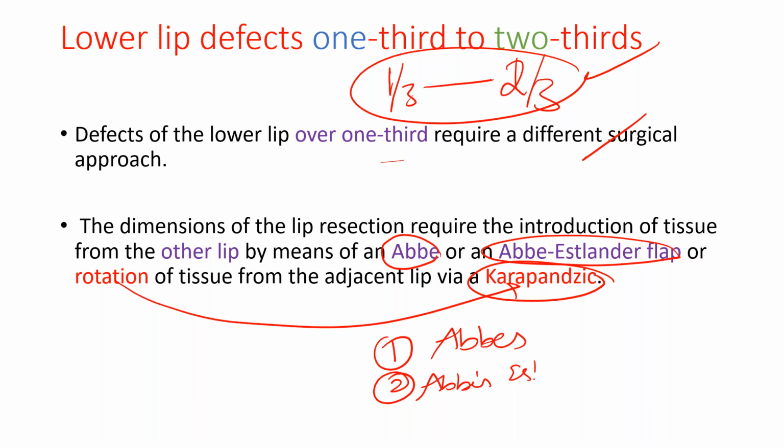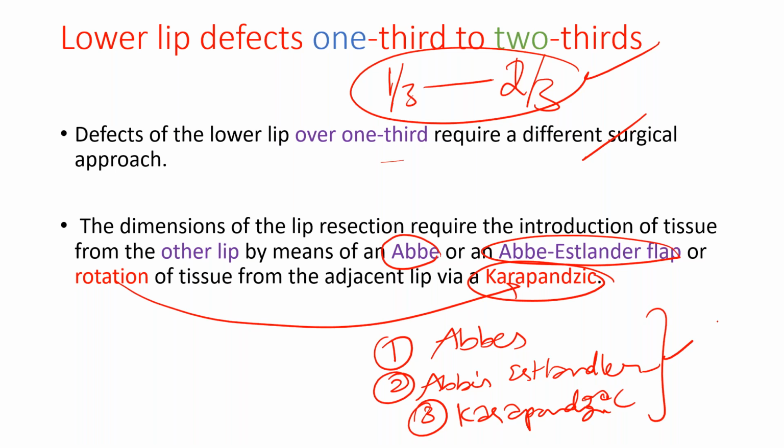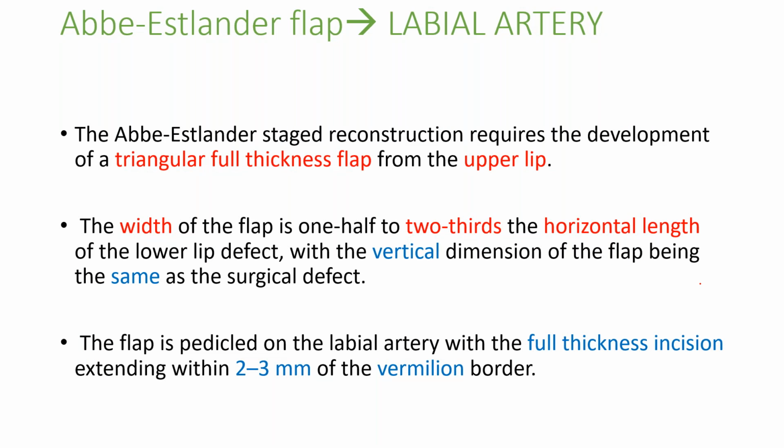Abbe-Estlander. These are high end, not required for your level, but just for the sake of understanding. Therapeutic flap. So all these things are there. You can go for reconstruction with these names. That's it. Just remember the names. No one will ask you anything about it. So the Abbe-Estlander flap is based on labial artery.